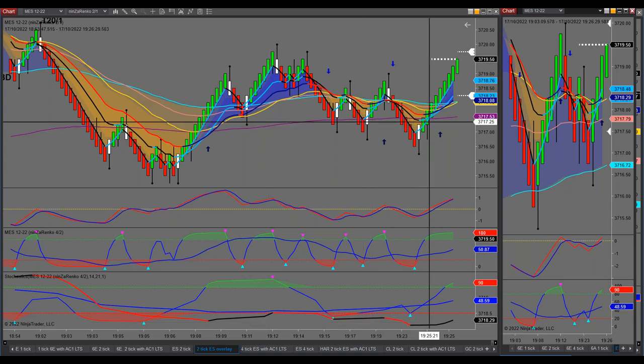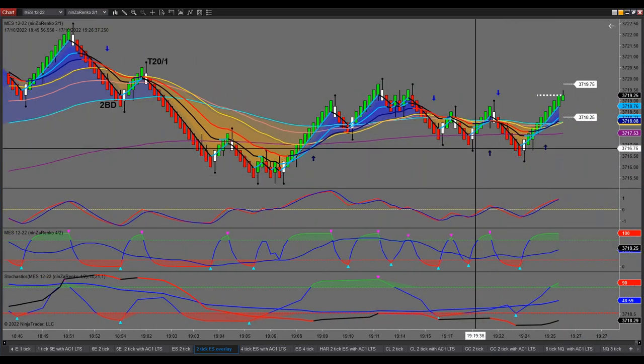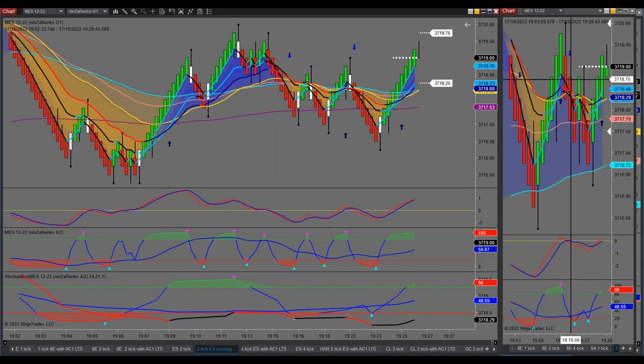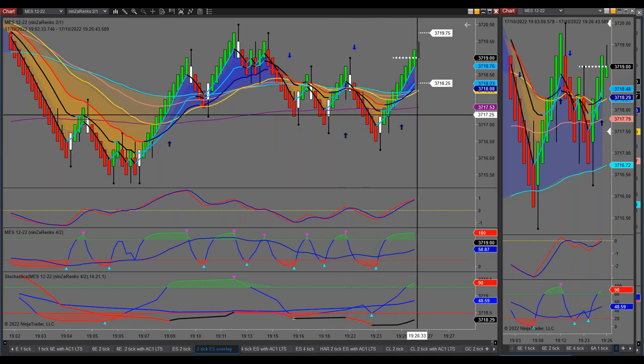And even though we're getting a breakout here, I'm not interested. Now, look at this just here. In fact, we could have entered just there. I think we had a candle close on the anchor chart. We did too. See that one there? And we would have been stopped on that trade.